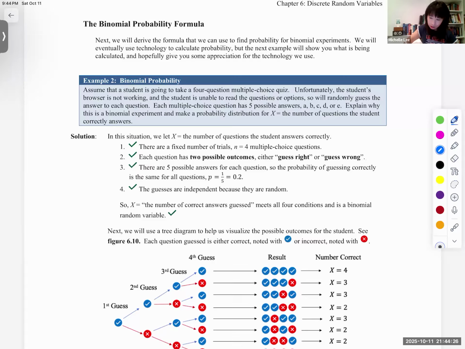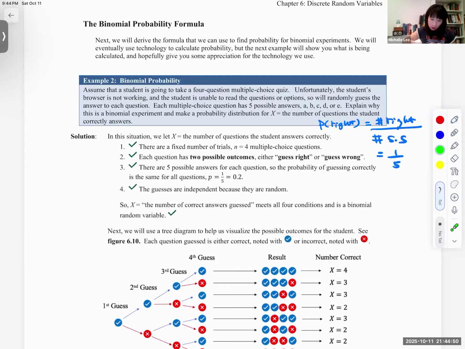Then what's the probability of getting the answer right? So answer right is the number of right divided by the number in the sample space, right? So 1 out of 5, right? Because 5 choices, 5 options, right? Okay, then 4 questions there, all right?